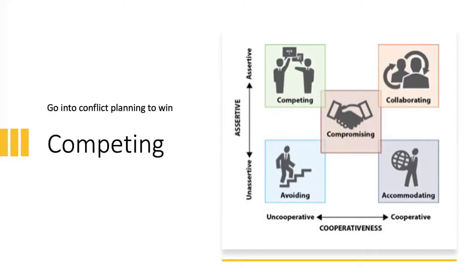The next conflict resolution strategy is competing, which is high on assertiveness and low on cooperativeness, and this is when an individual goes into the conflict planning to win. It's also a situation where it seems like only one side can win and everyone else loses. This is when a person pursues their own interest at the other people's expense, or they seem to have a power imbalance in who gets what they want.